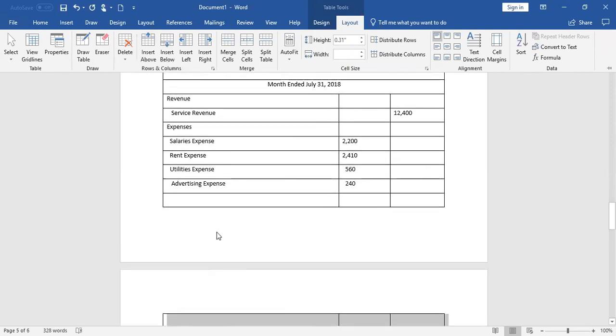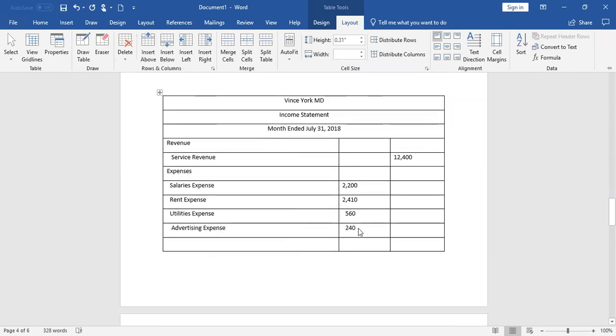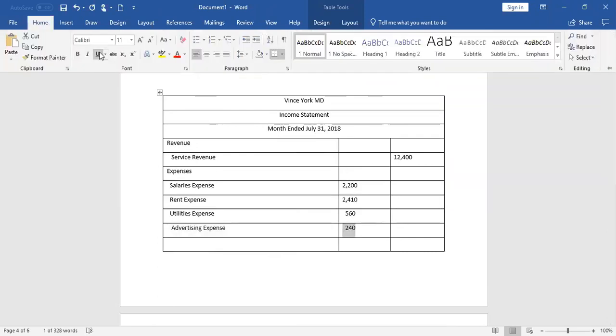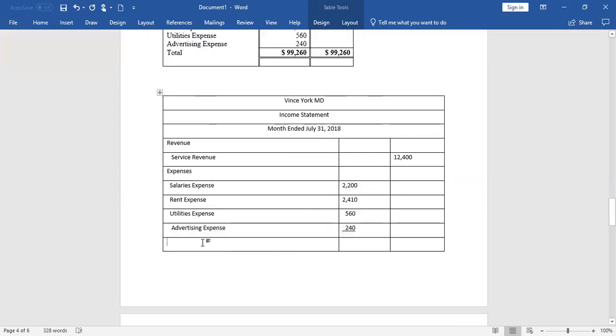Okay, well, we'll work with that. That's our final expense. So I'm gonna underline, and now I'm gonna add all my expenses up and list the total expenses underneath that total revenue amount. So 2200 plus 2410 plus 560 plus 240. Total expenses are $5,410.